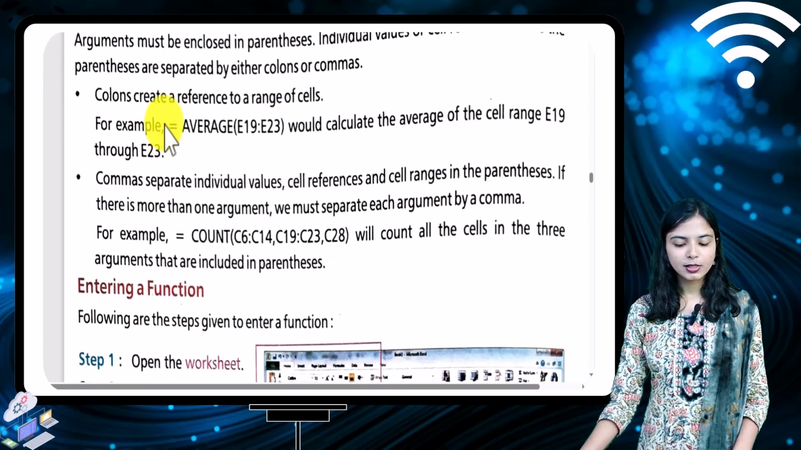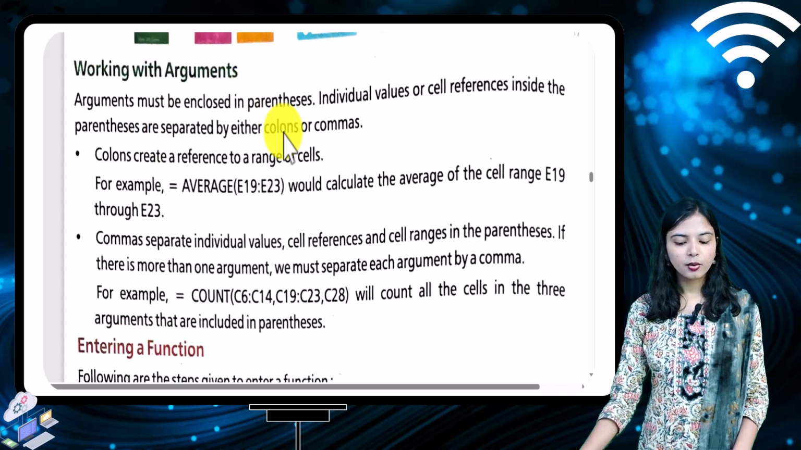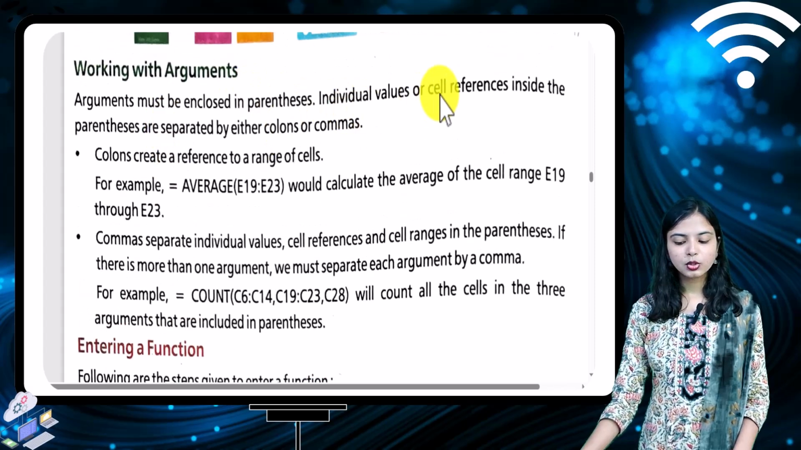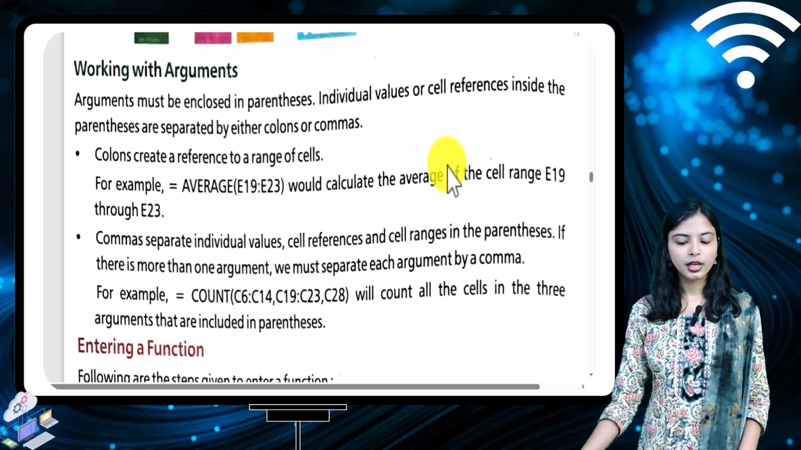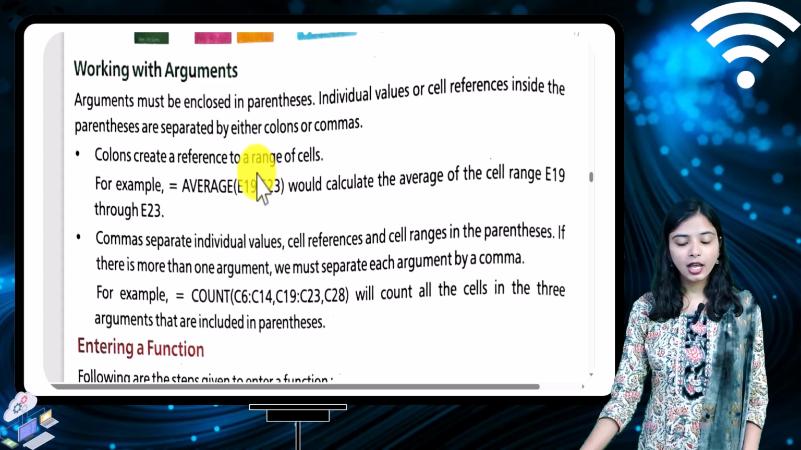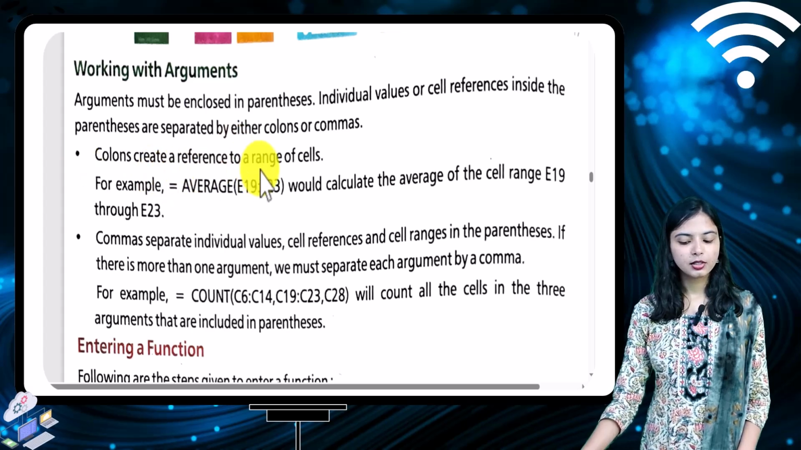So arguments must be enclosed with parentheses. Okay, individual values or cell references inside the parentheses are separated by either colons or commas. Okay, colon, देखो यहाँ पर colon है और ये parentheses के अंदर inserted है, तो हमेशा this is the process to insert any argument. Colons create a reference to a range of cells.